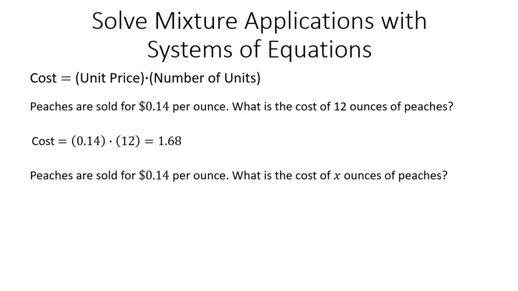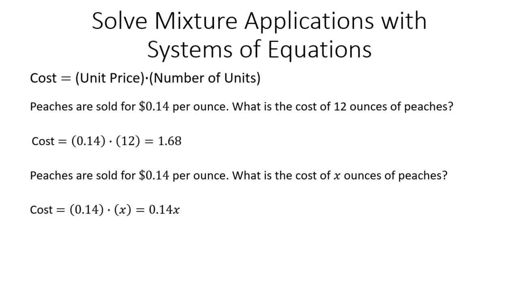Now, what if peaches are sold for the same 14 cents per ounce, but I want to buy X ounces, an unknown quantity of ounces? Now the cost can be given by cost equals 14 cents, 0.14, times X, the unknown number of ounces, which I can just write as 0.14X.